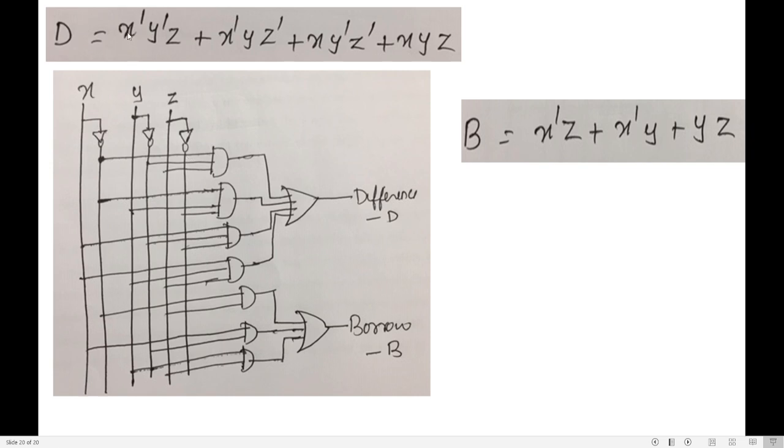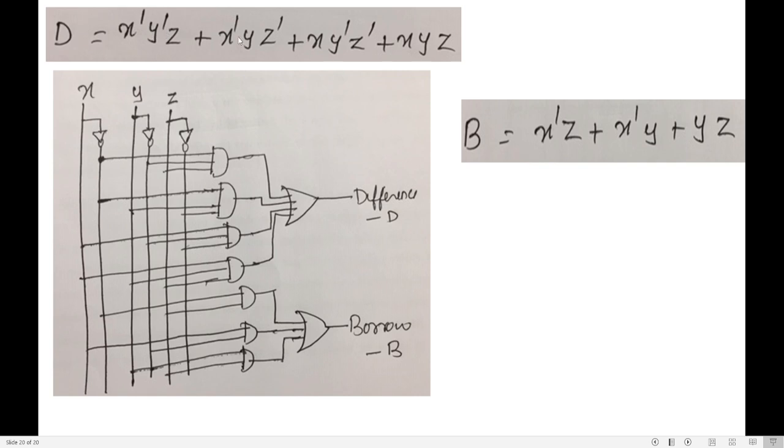What is my first term? X bar, Y bar, Z. So this is my X bar, this is my Y bar, and this is my Z. Can you see? This is my Z. Put it in an AND gate. From the AND gate I get my output as X bar, Y bar, Z. Connect that to which gate? OR gate, the sum gate.